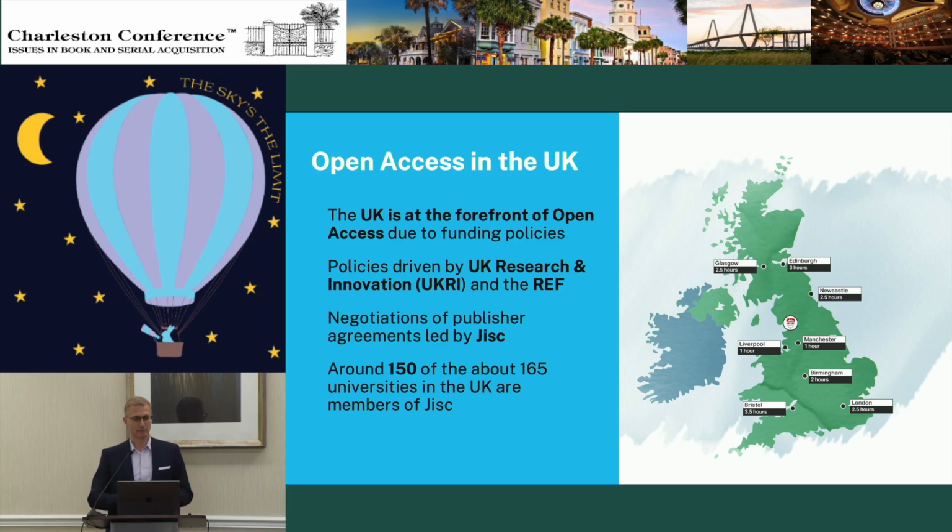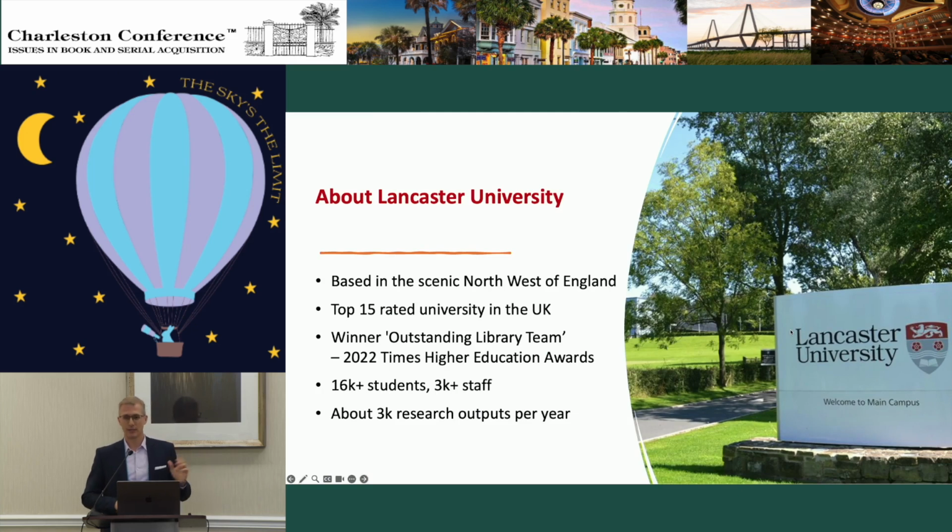And for the context, we have to remember that JISC is sort of a consortium, even though they provide a lot of other services as well. And they have almost all UK universities as members. And so if we then look more specifically at Lancaster University, so it's here in northwestern England, for those of you who don't know. So it's a top-ranked university in the UK. They have an outstanding library team. 16,000 students, 3,000 staff members roughly, and about 3,000 research outputs every year. And all these research outputs have to be open access in one way or the other.